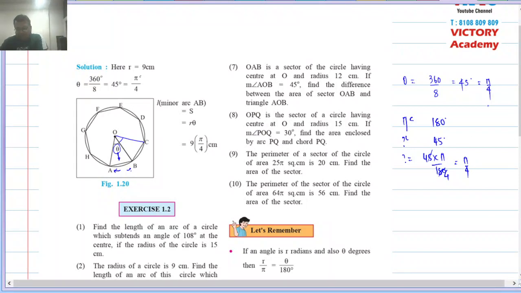So I need the length of the minor arc, which is r theta. What is the radius of the circle in which the octagon is inscribed? Radius is 9. So what is S, the length of the minor arc? It is r theta. What is r? 9 into theta, pi by 4. So 9 by 4 is 2.25 pi centimeters. That is the answer. Okay.